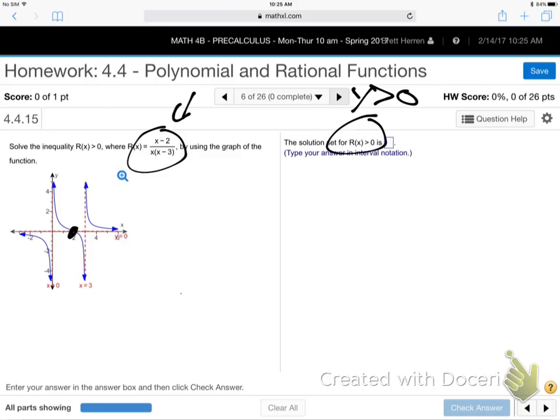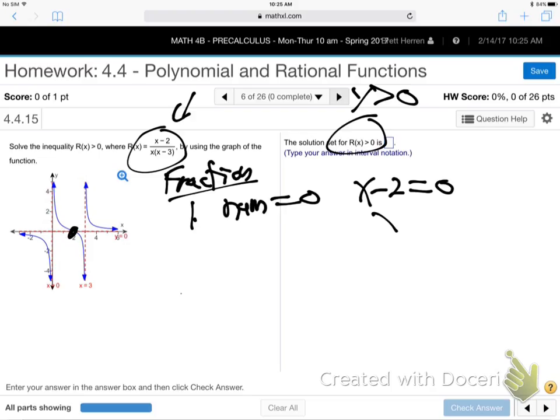Verticals and intercepts. So how do you find verticals and intercepts? Well, you guys know all about that. We just did that in the last section, right? So first off, when you have a fraction, number one, set the numerator equal to 0. So just x minus 2 equal to 0, solve it, x is 2. See what we found? We found that 0.